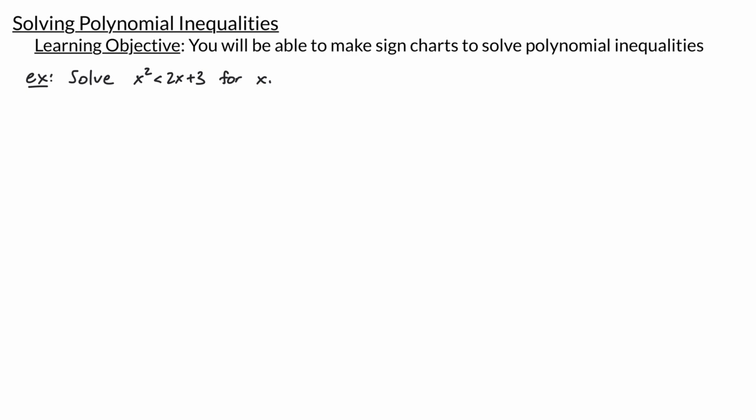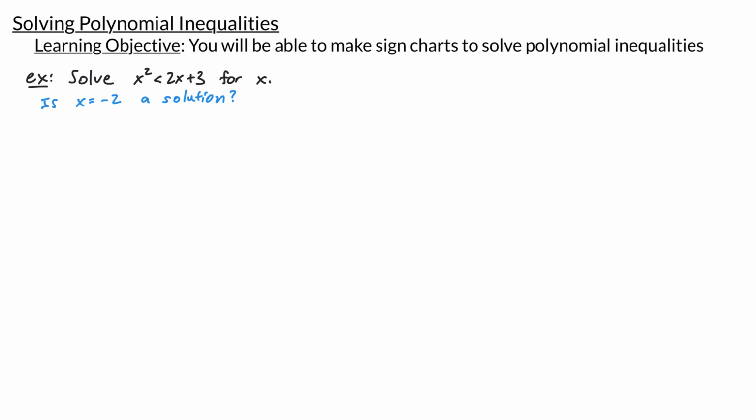Meaning we want to figure out what x values we can plug into this expression so that we end up with a true statement. This is an example of a polynomial inequality because the expressions on either side of the inequality symbol are polynomials. Let's take a moment and see if certain x values are or are not solutions to this inequality. Let's start by asking, is x equals -2 a solution to this inequality?